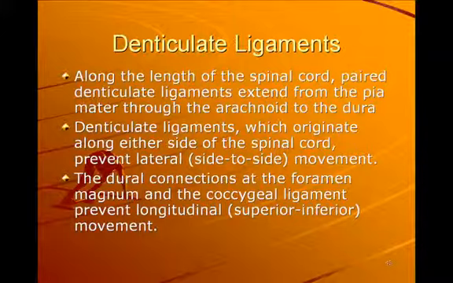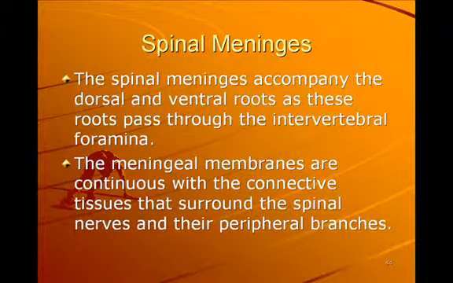Now, this is important, and I'll emphasize this again. Those denticulate ligaments prevent the side-to-side or the lateral movement of the spinal cord. This helps to prevent injury. Longitudinally, there are ligamentous connections between the dura connection at the foramen magnum and the coccygeal ligament, and this prevents superior to inferior movement of the cord. I suppose this is why we're able to bungee jump without disrupting our brain and our spinal cord.